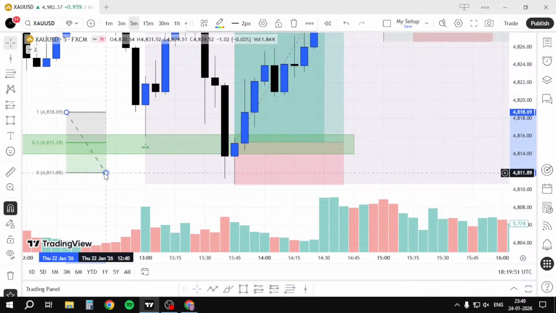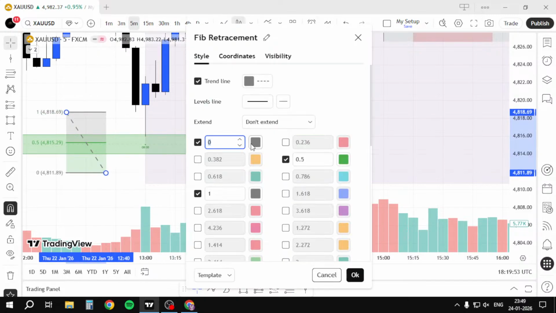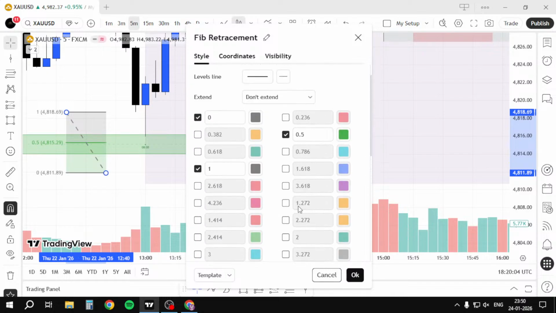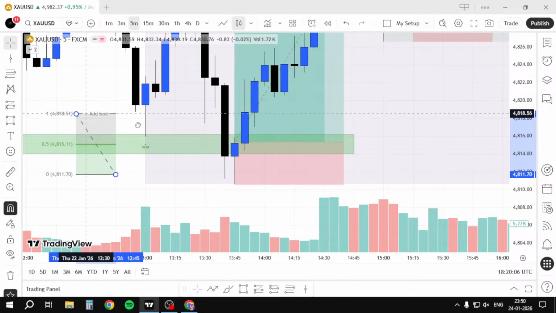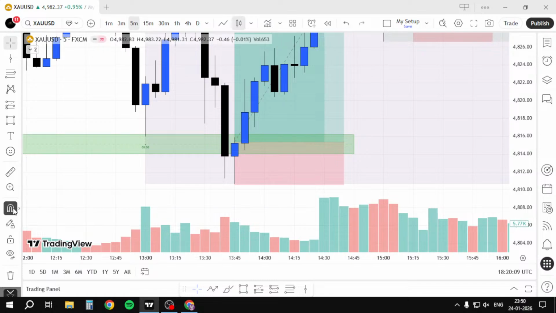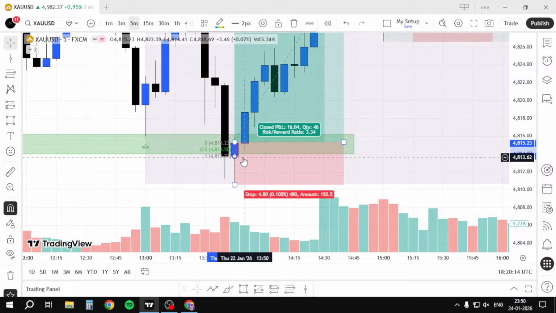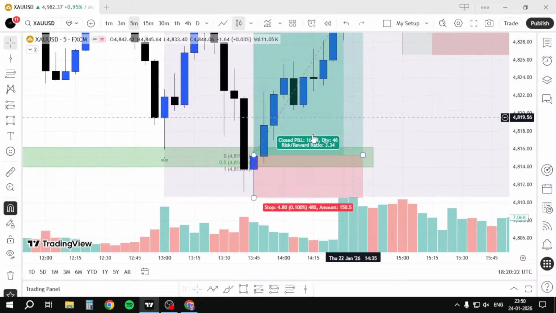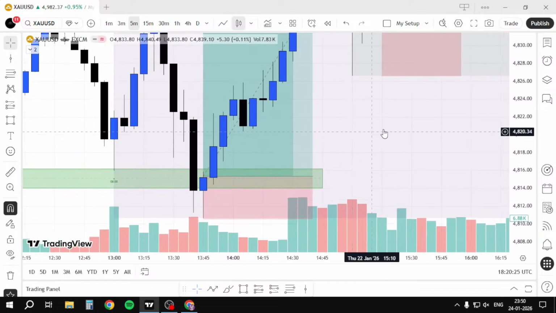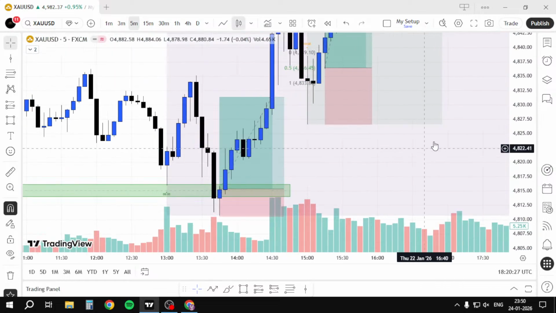Let me tell you the fib retracement settings. Just check the ticks of 0, 1 and 0.5. The rest will be unchecked. Use your magnet on your chart and quickly mark 50%, put your limit order at 0.5, stop loss below this, and 1 to 3 target hit. That's it. You will close your day.